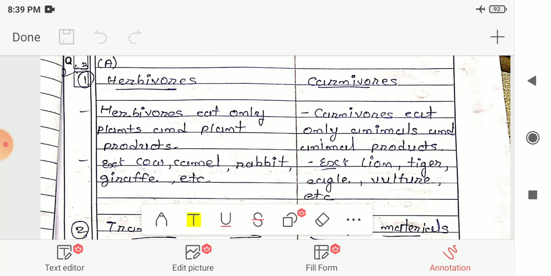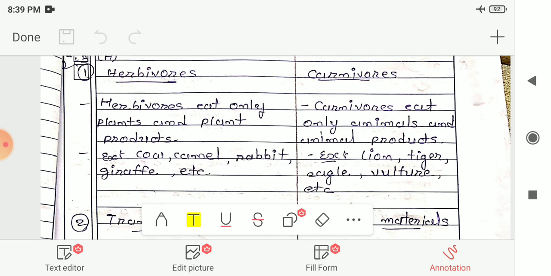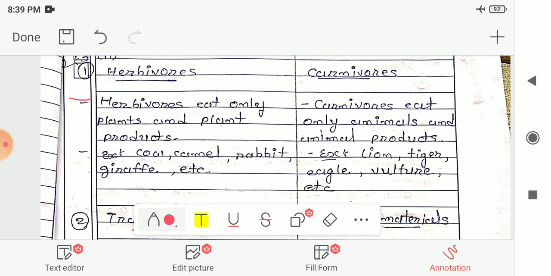It is between herbivores and carnivores. Herbivores eat only plants and plant products, whereas carnivores eat only animals and animal products. Another difference between these two is the examples of this kind of animals. In herbivores, cow, camel, rabbit, giraffe, etc. are the examples of herbivores. In carnivores, lion, tiger, eagle, vulture, etc. are the examples of carnivores.